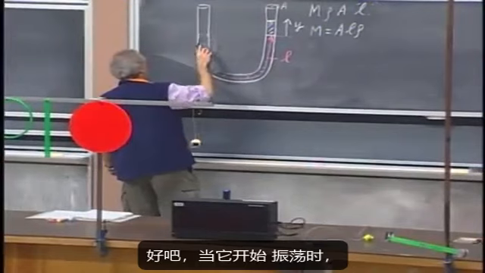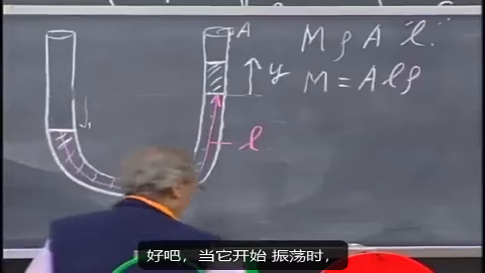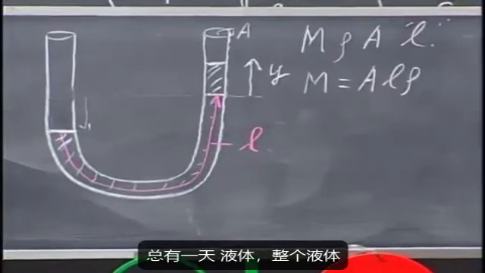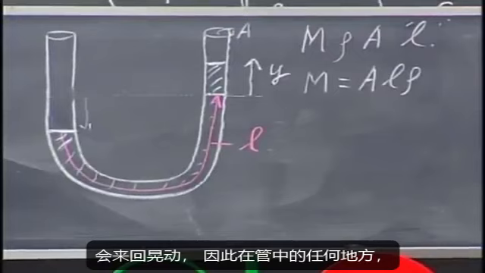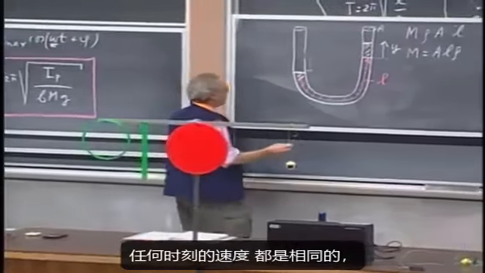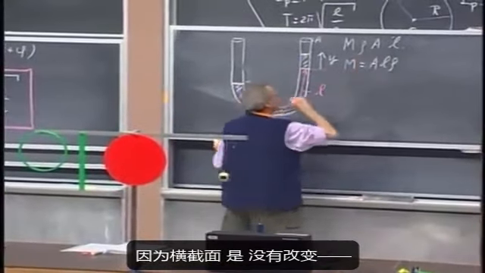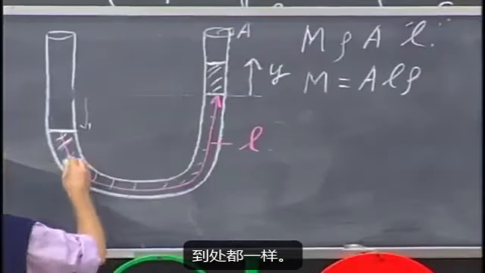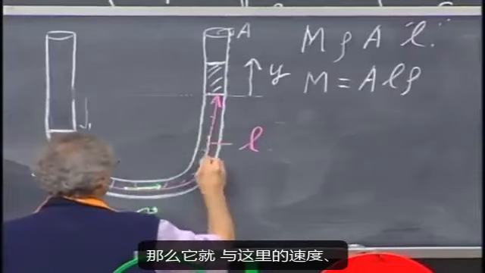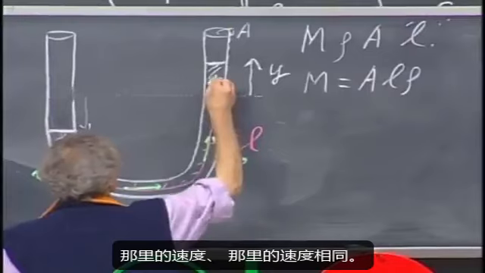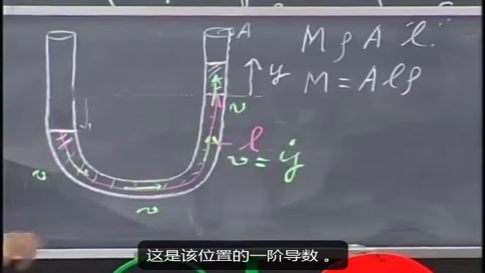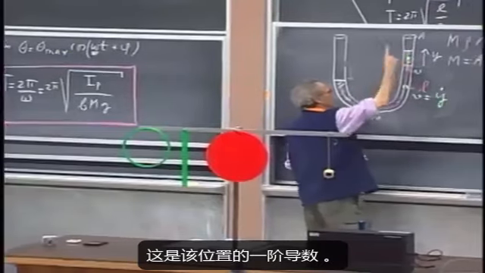Well, when it starts to oscillate, there comes a time that the whole liquid is going to slosh back and forth, and so everywhere in the tube, the velocity at any moment in time will be the same because the cross-section is not changing. It's the same everywhere. So if there's a certain velocity here, v, then it's the same as the velocity here, as the velocity there. And that, of course, is y dot. That's the first derivative of that position here.